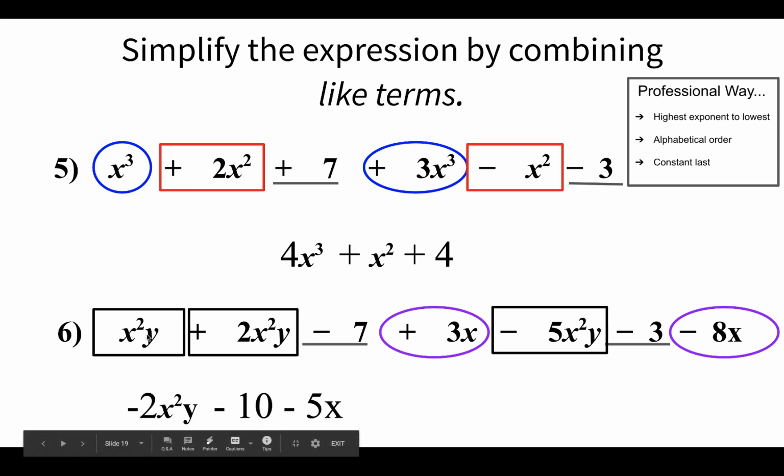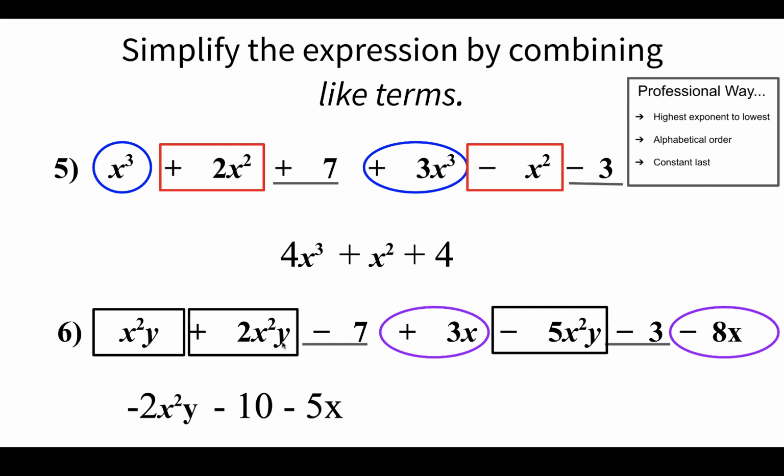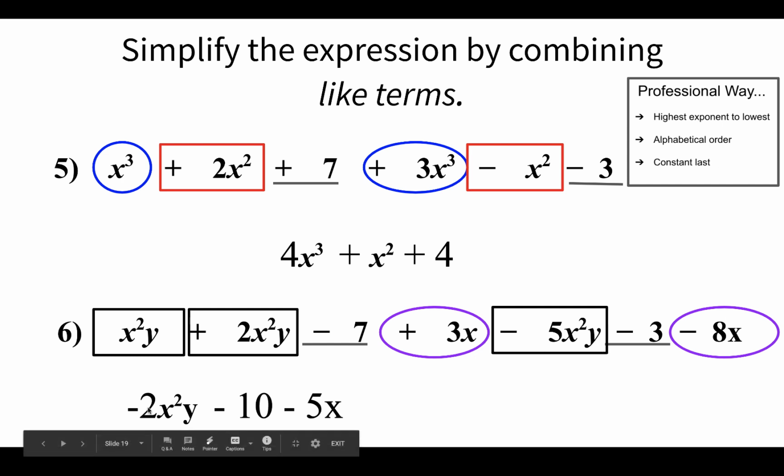When I went x squared y and I combined it with 2x squared y, that gave me 3x squared y. But now over here I'm taking away 5x squared y. So it's like 3 minus 5, that's a negative 2x squared y. Just keep that part tagged on with it.